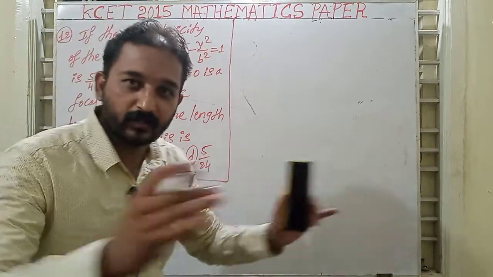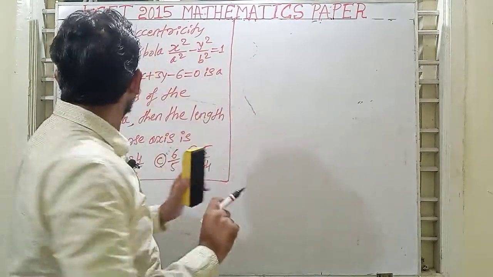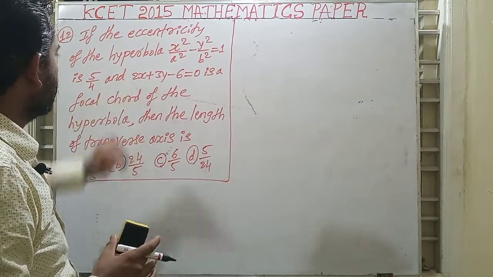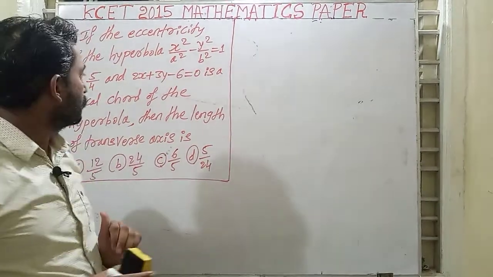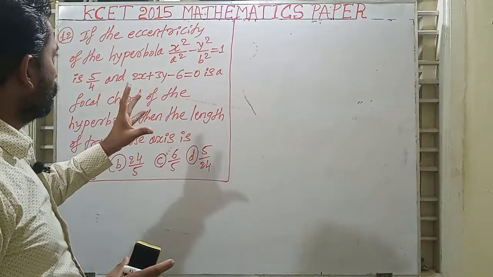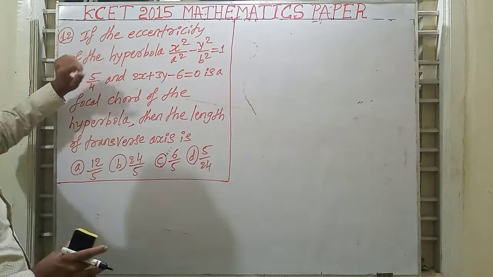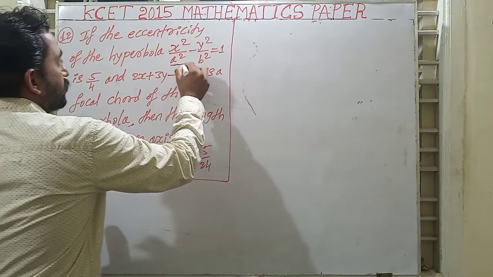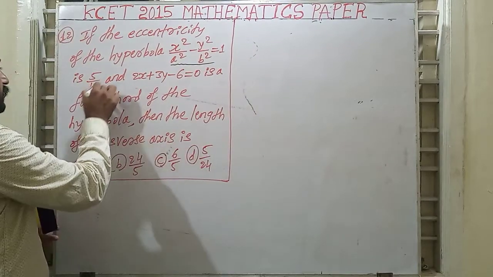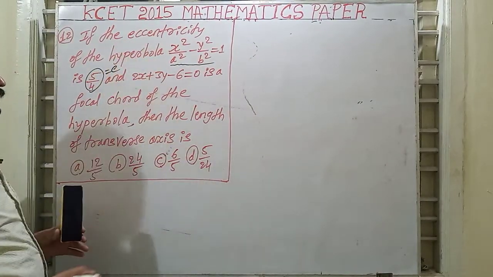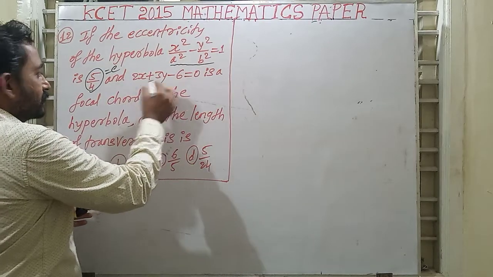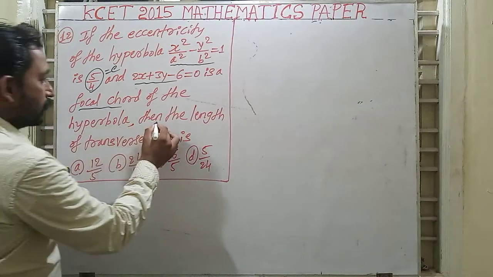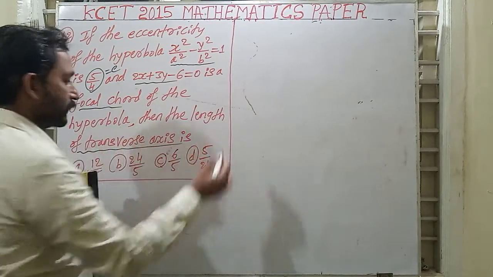So now let us move on to the next question, question number 12. This problem is based on the chapter conic sections, particularly hyperbola. What is the question? The eccentricity of the hyperbola, in the x-axis orientation, is given as 5/4, and a line is given which is the focal chord. Then we have to find the length of the transverse axis.